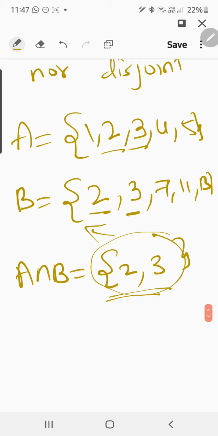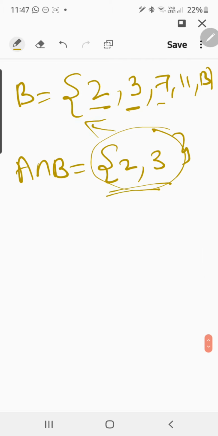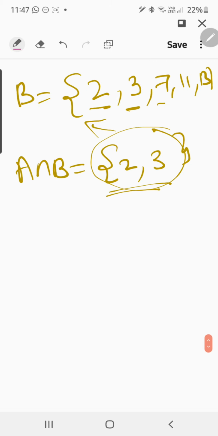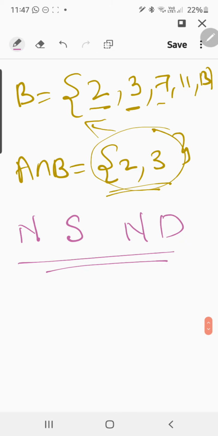Here the common elements are there, but if you consider B, in B you are utilizing 2, 3, but what about 7, 11 and 13? They are left out. Similarly, if you consider A, 2, 3 is already there, but what about 1, 4, 5? So this is a case where the intersection is neither subset nor disjoint. And how to draw it?